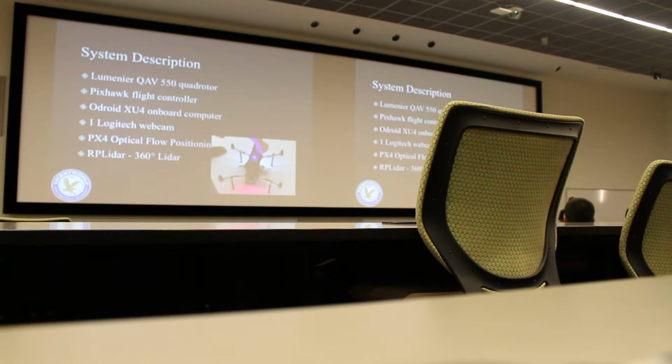So basically, I'm just going to give a quick overview to the best of my knowledge. I'm a fairly new member to this competition, so this is our quad. That's not a completely recent picture, but there's a few more things on that, like the 360 LiDAR. It's a Lumenier QAV 550 with a Pixhawk, an Odroid computer, and a wide-angle down-facing camera, as well as optical flow. And then on top, it has the RPLiDAR.